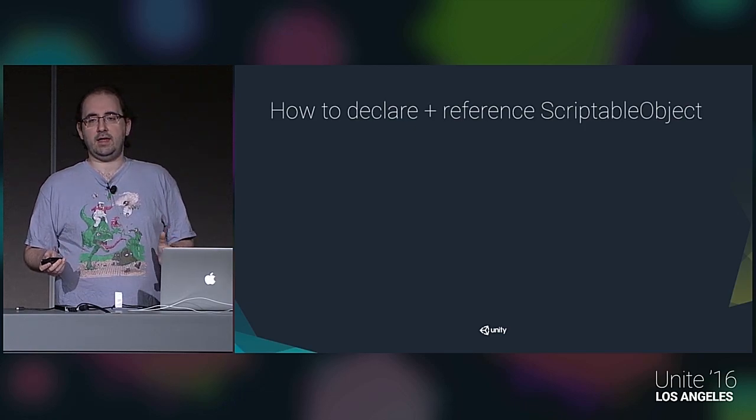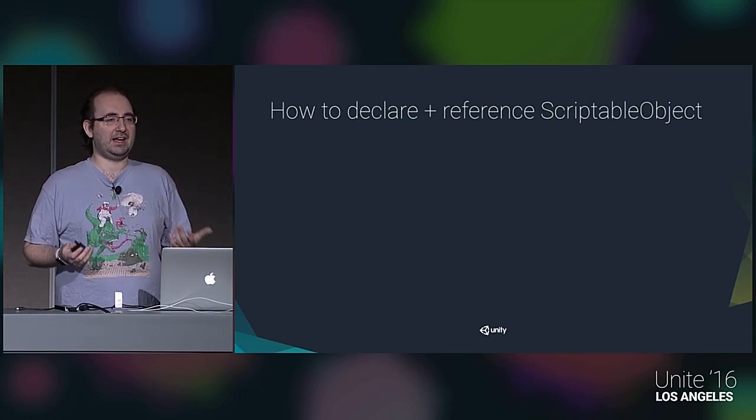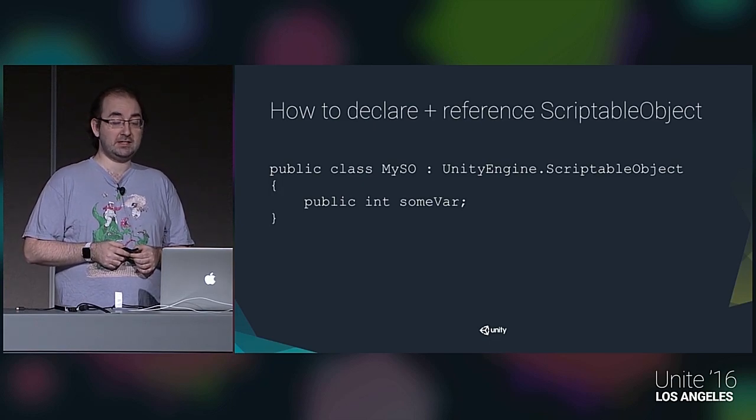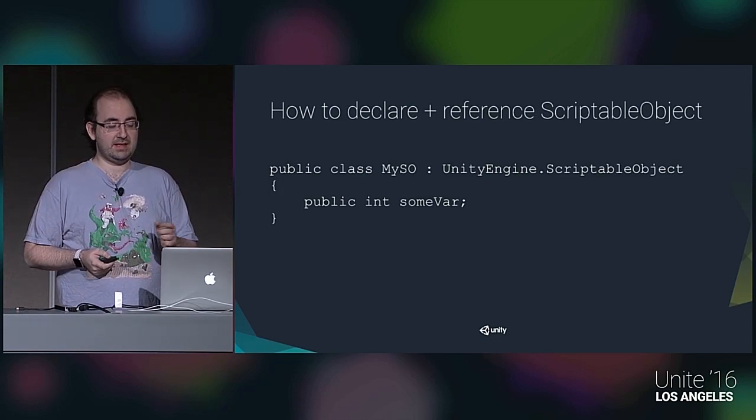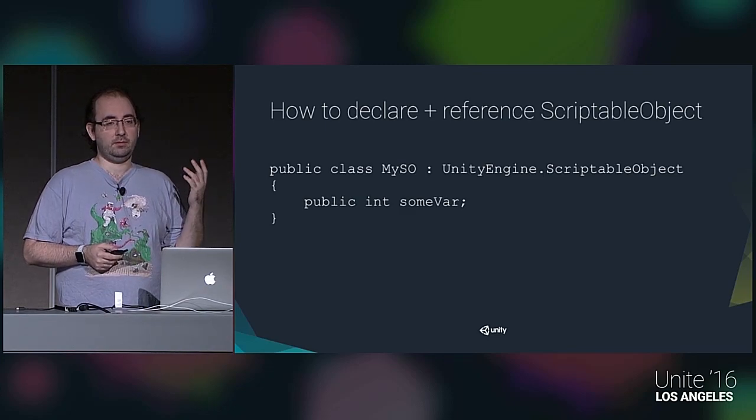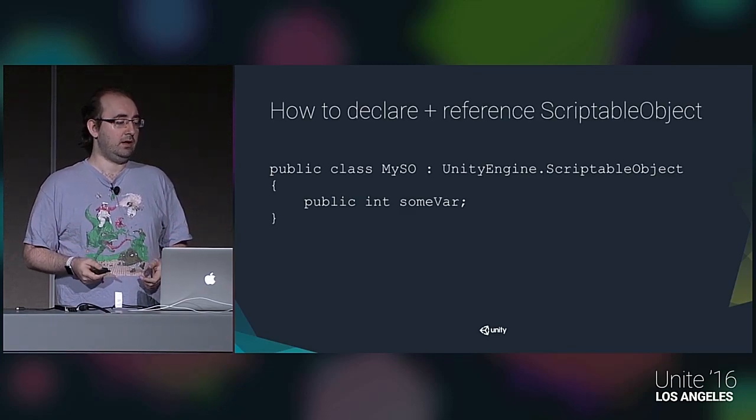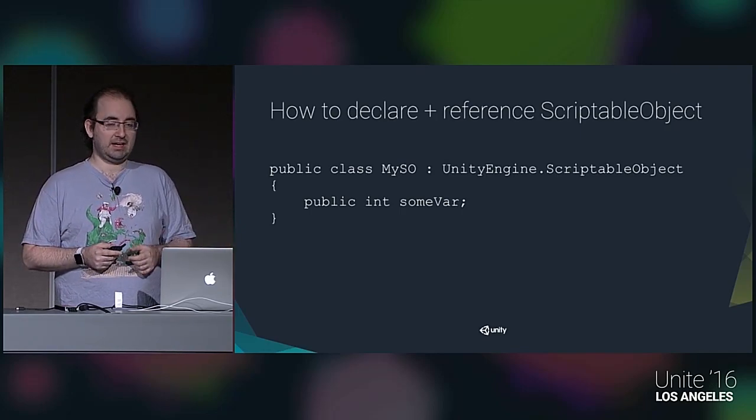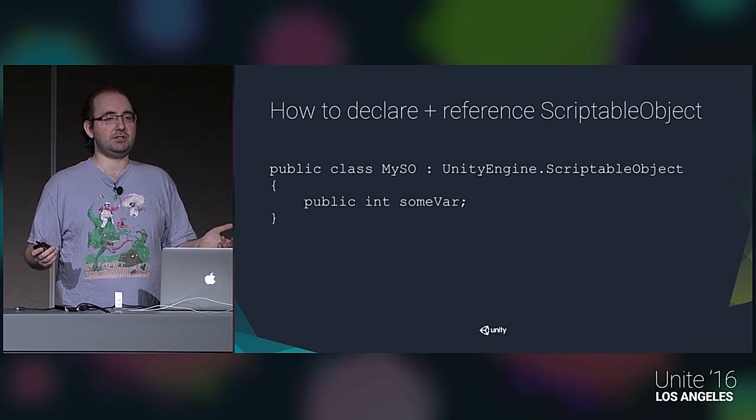So we'll look quickly then at just what it looks like to declare a scriptable object and work with it from code. So that's what it looks like to create one. It's very, very similar to MonoBehaviour. In fact, it's almost identical. You can see the only difference is the base class there. Instead of it being UnityEngine.MonoBehaviour, it's UnityEngine.ScriptableObject. That's the only difference. Beyond that, you're declaring variables in exactly the same way as you would with any MonoBehaviour.